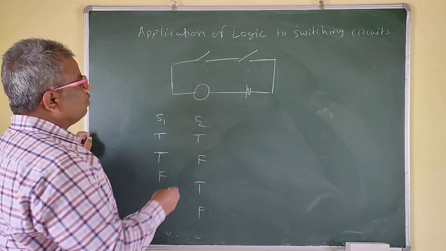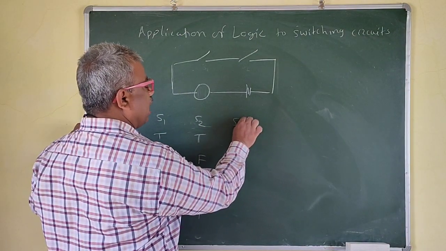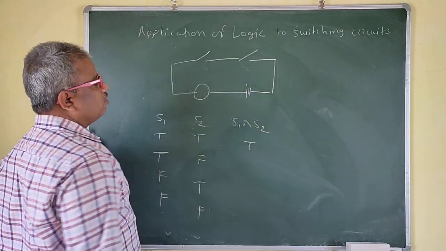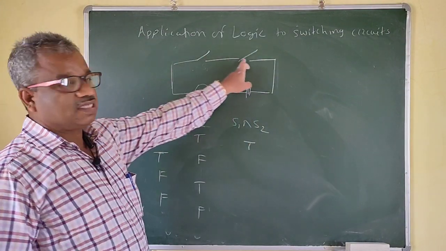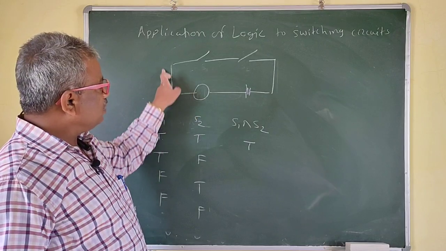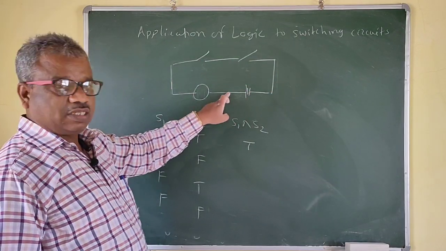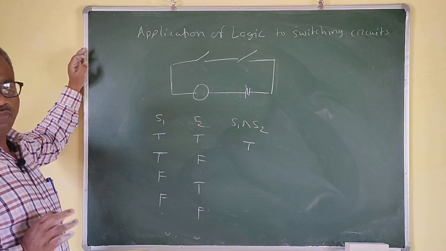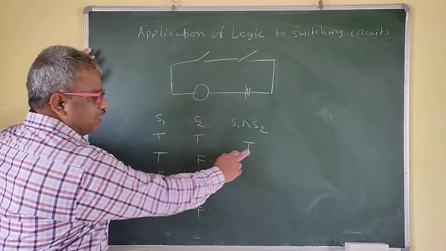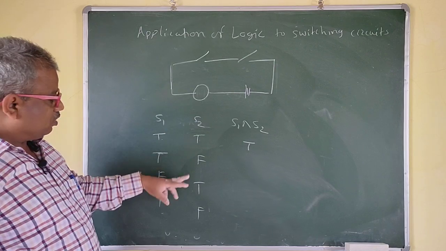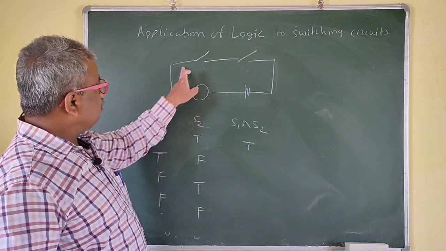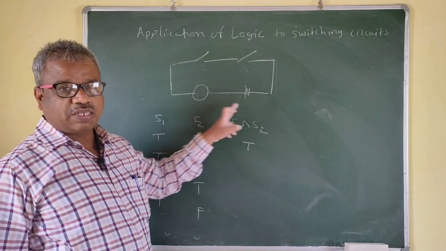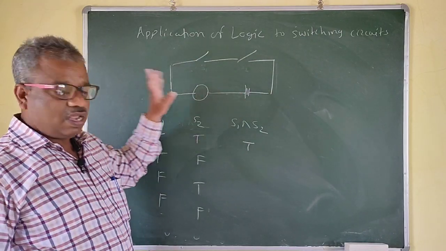See the output of this one now. S1 and S2. So T and T is T. That means both the switches are on. If both switches are on, the current will pass through, so the bulb will glow. That means this is true. Now if one switch is on and the other is off, the current will not pass through, so the circuit will not be completed.